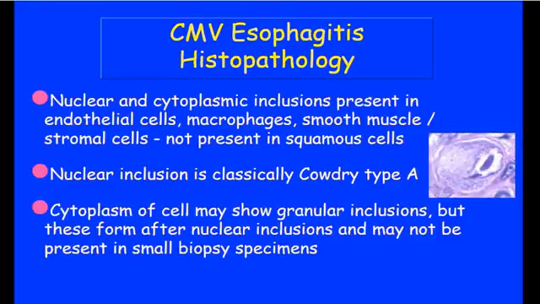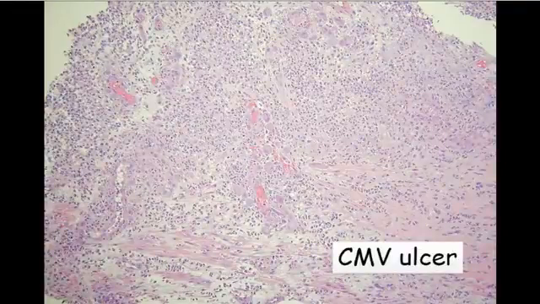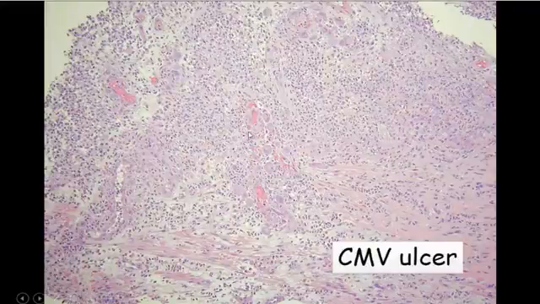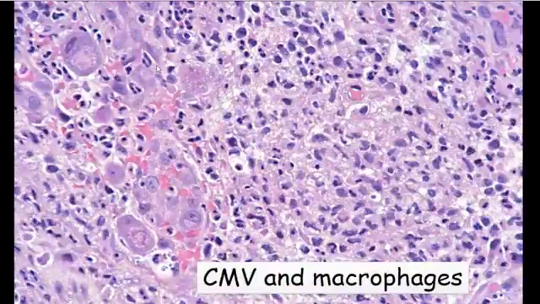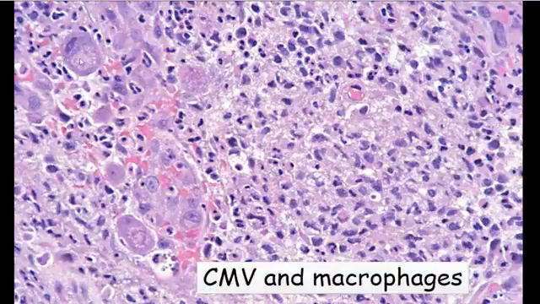Here's a nice CMV ulcer, and you can see even at low power these loops of capillaries where all the endothelial cells are infected sort of in clusters. Here it is on higher power. You can see both the nuclear and the cytoplasmic inclusions.